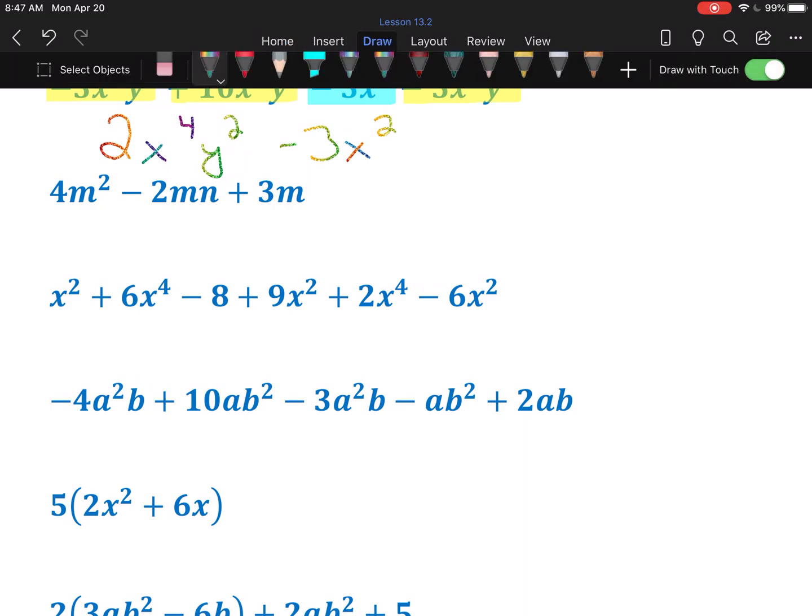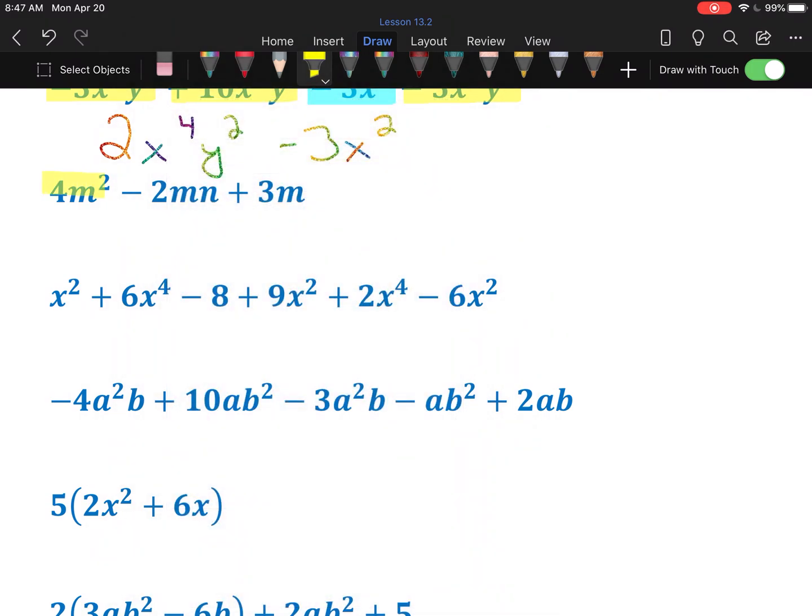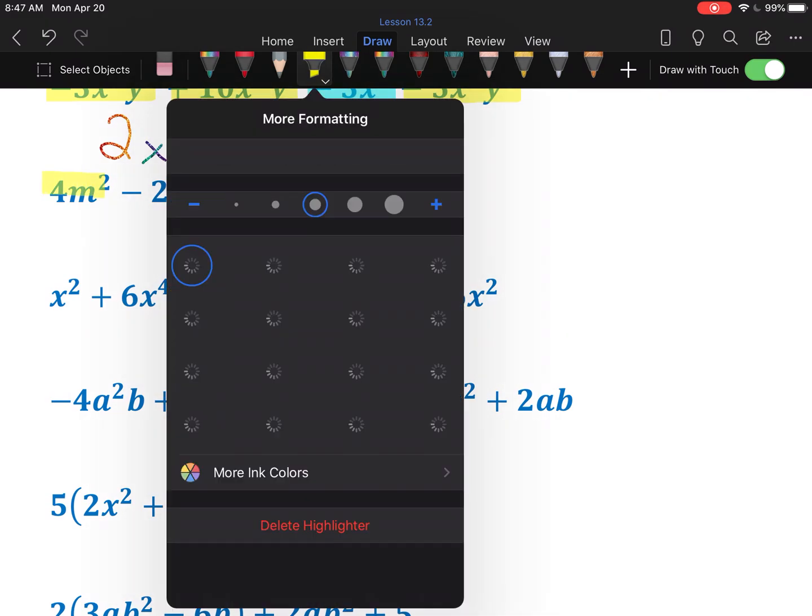So this next guy, 4m squared minus 2mn plus 3m. So the biggest exponent here is 2. But there are no other m squareds to combine that with. Okay, that's fine.